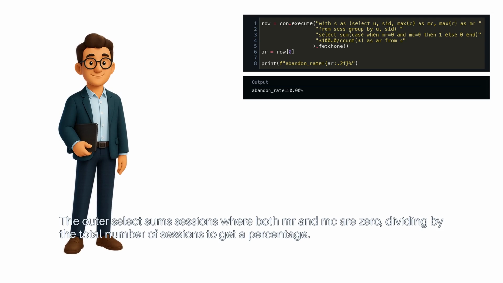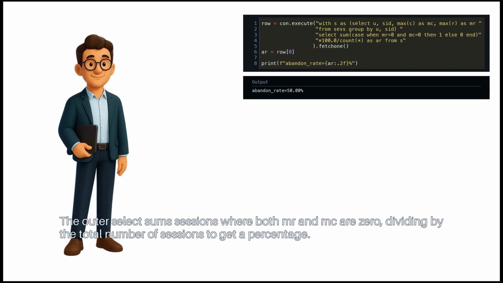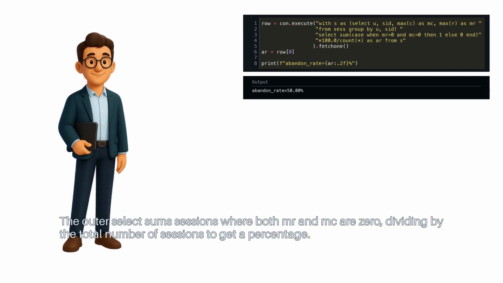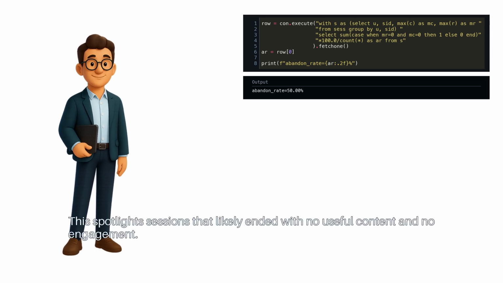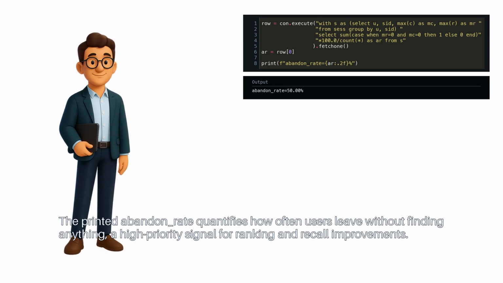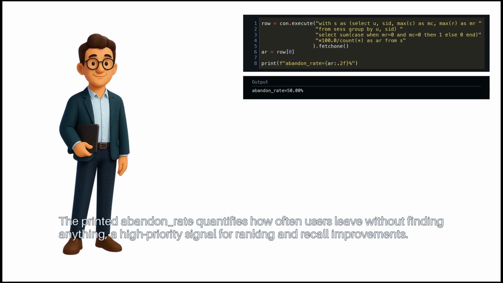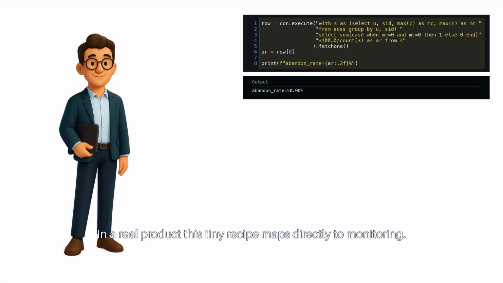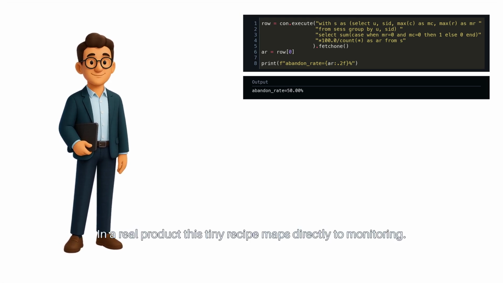The outer select sums sessions where both MR and MC are 0, dividing by the total number of sessions to get a percentage. This spotlights sessions that likely ended with no useful content and no engagement. The printed abandon rate quantifies how often users leave without finding anything, a high priority signal for ranking and recall improvements. In a real product, this tiny recipe maps directly to monitoring.